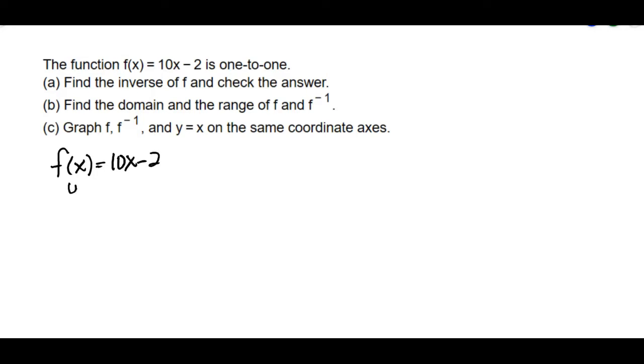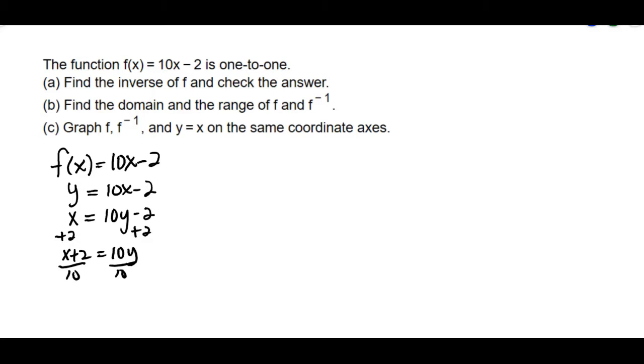Start by changing f of x to y. Then you'll switch the x and the y. This step is essential to finding the inverse because inverses switch x and y coordinates. Then we're going to solve for y by adding 2 to both sides and dividing by 10. We get y equals x plus 2 over 10, and that's going to be f inverse. F inverse of x is x plus 2 over 10.